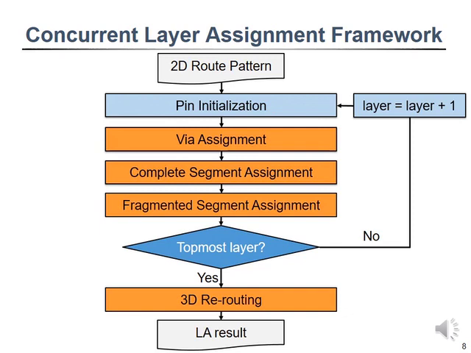This can prevent the large amount of vias from occupying the routing resources. The second type is fragmented segment assignment. In this step, we make full use of remaining resources by cutting wire segments to appropriately fulfill the remaining resource. After the process is iteratively performed to the top layer, for those unassigned segments, we collect them and do three-dimensional rerouting. At last, we get our layer assignment result.